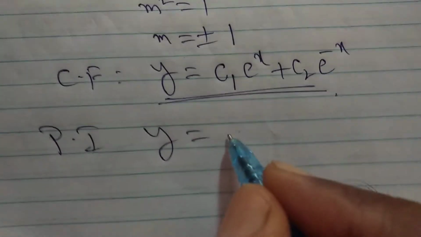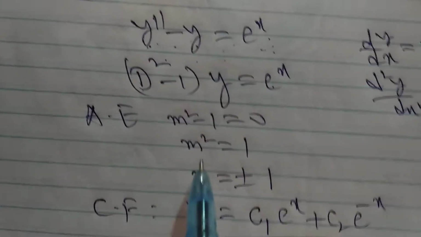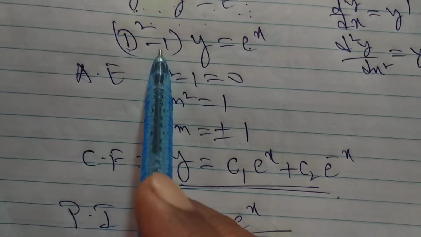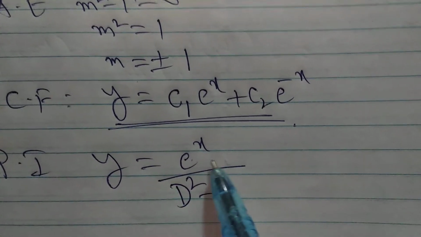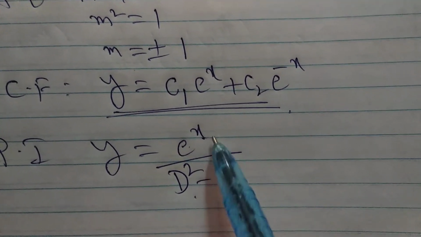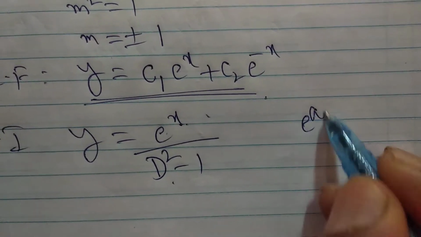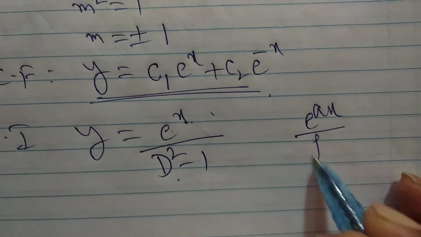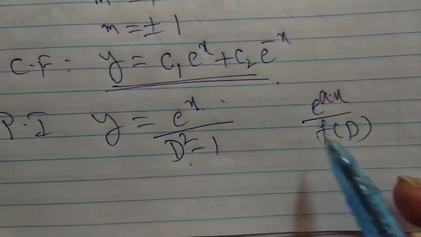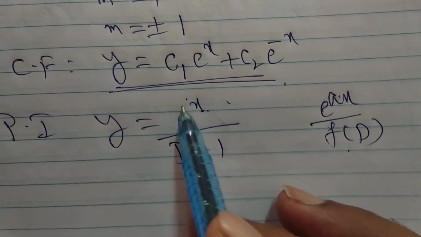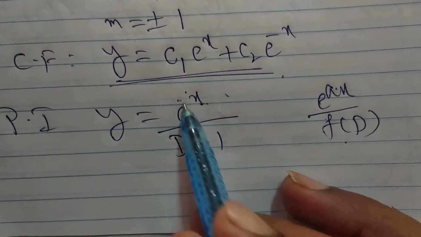You have to write e power of x divided by what is the LHS? D square minus 1. This d square minus 1 you take right hand side. It becomes denominator. So which type is this one? E power of ax over function of d. See here that one formula is there, e power of ax over function of d. So what is the formula here? Replace d by a. So e power of ax, a means what? 1. Replace d by 1.